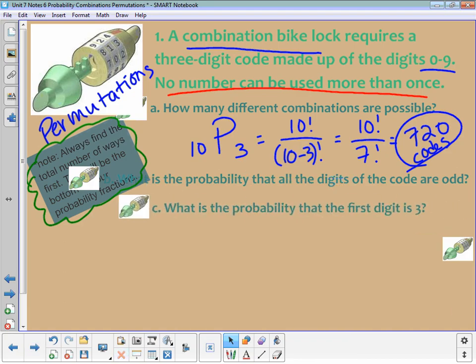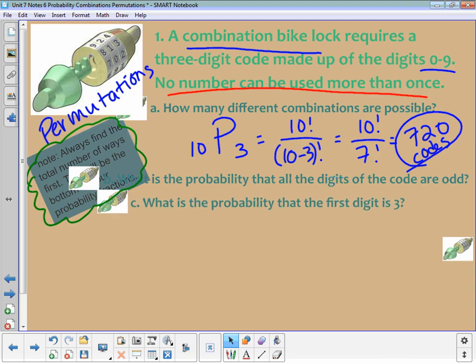In the next one, part C, what's the probability that the first digit is 3? So now if we think of our 3-digit code, that means this digit has to be a 3. No number can be used more than once. So after I use the 3, then there's only, I'm sorry, let me back that up. This digit has to be a 3.